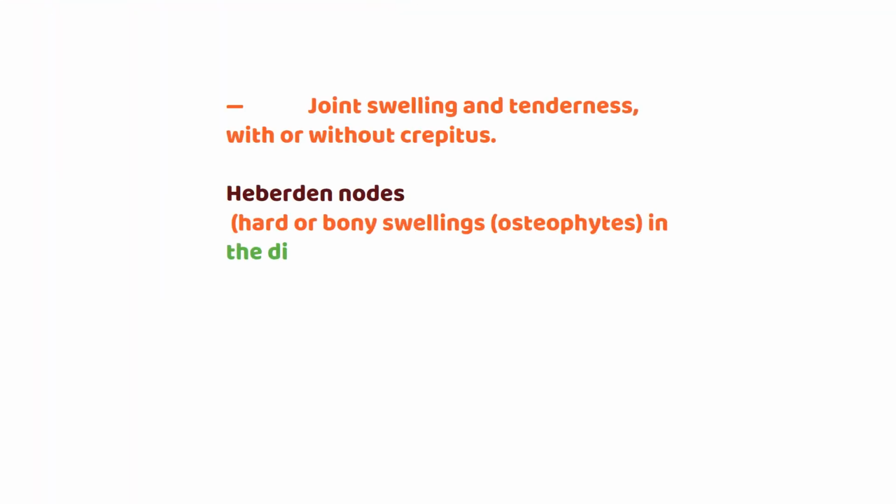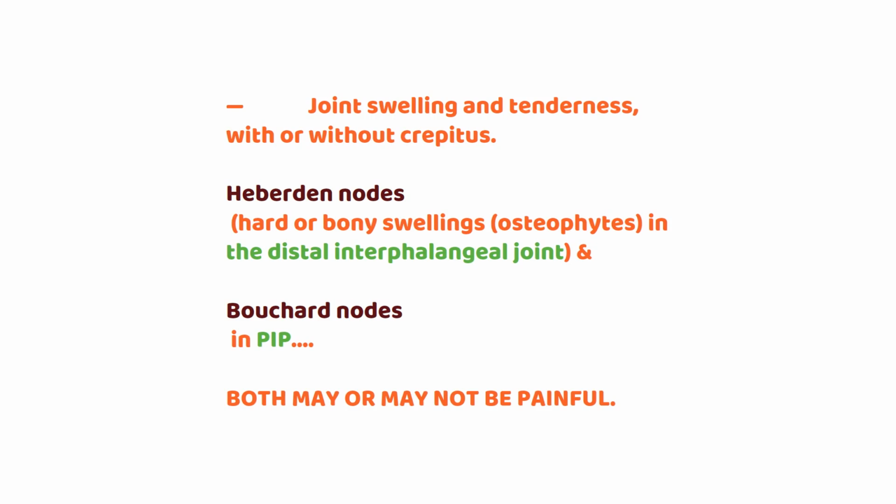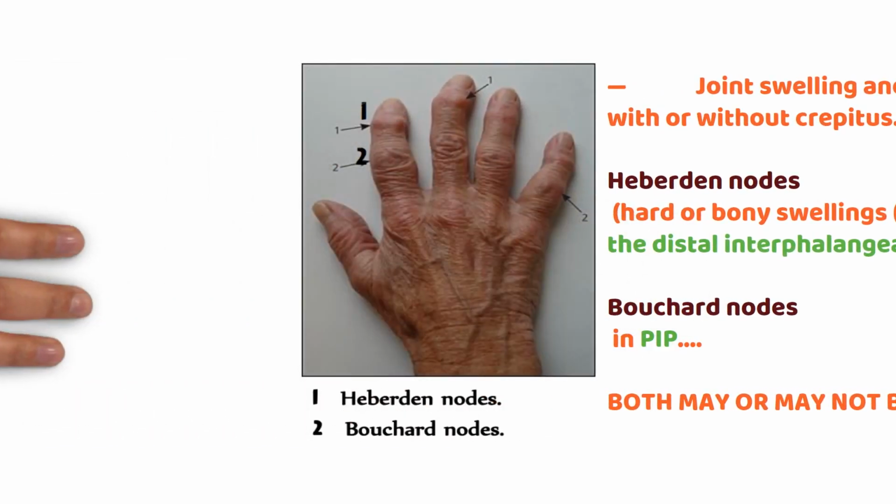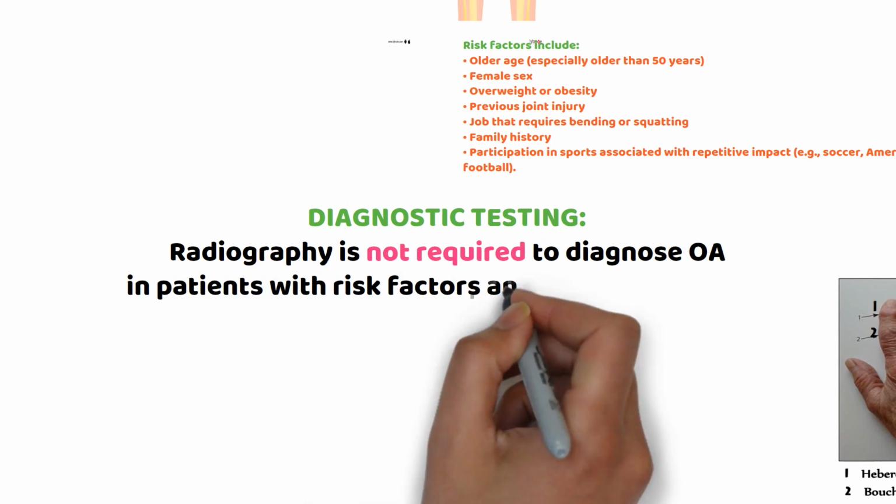Bony enlargement in prolonged or severe osteoarthritis occurs as joint swelling and tenderness with or without crepitus. We can find Heberden nodes. This is hard or bony swelling, osteophytes in distal interphalangeal joints, and Bouchard nodes in proximal interphalangeal joints. Both Heberden and Bouchard nodes may or may not be painful. Alternative diagnosis should be considered in patients with inflammation, erythema, or pain, especially if increased or changed significantly.